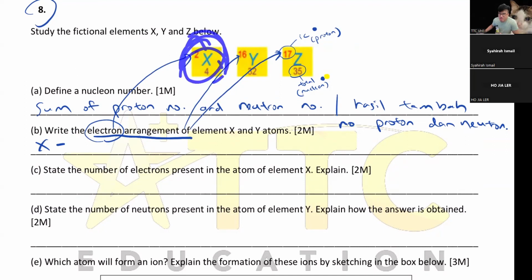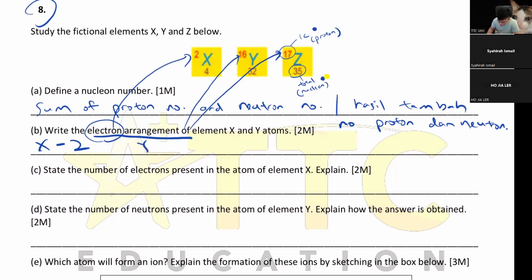X has how many electrons here? Can someone answer me? What's the number of your proton? That's 2, isn't it? So if I have 2 protons, I will have 2 electrons. Correct? So how do we arrange 2 electrons? Very simple, just 2. First shell full.